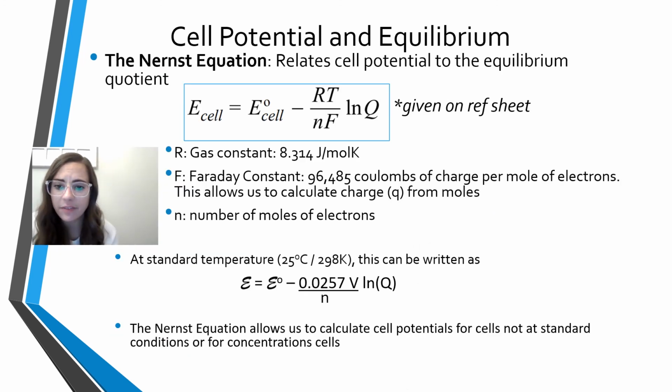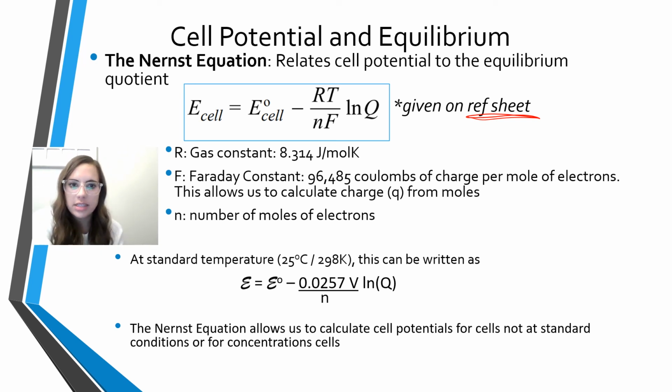So we have this equation. You will find it on your reference sheet. It is called the Nernst equation. And what it does is it actually gives us a way to numerically calculate how a change in concentration will change the cell potential. Okay? Notice that here we don't have the degree sign. That means that it's the cell potential not at standard conditions, so not at 1 molar.